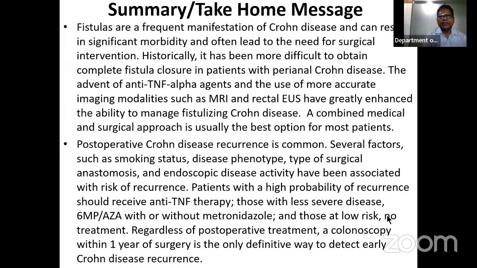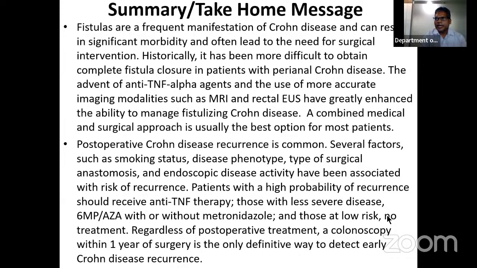To summarize, fistulas are a frequent manifestation of Crohn's disease and can result in significant morbidity and often lead to the need for surgical intervention. Historically, it has been more difficult to obtain complete fistula closure in patients with perineal Crohn's disease.